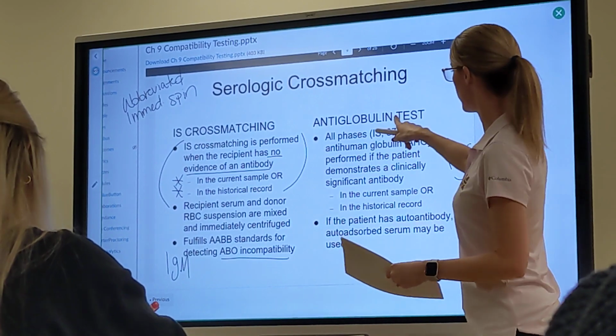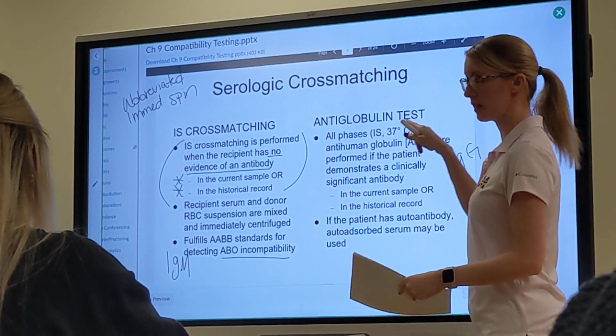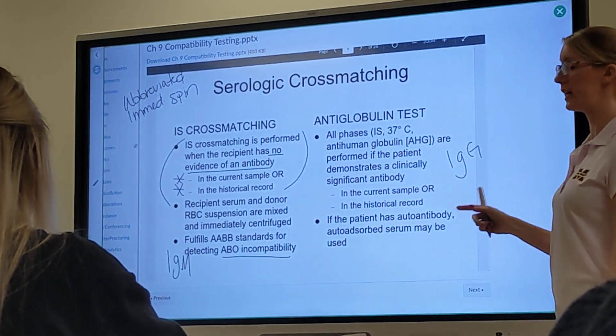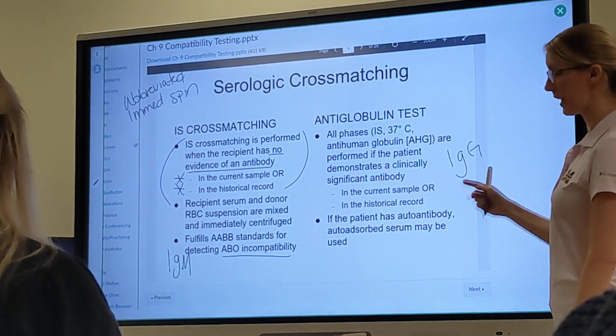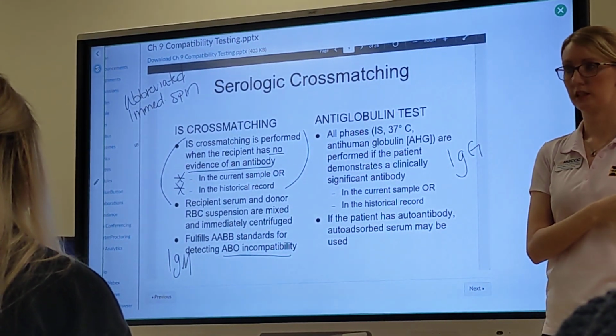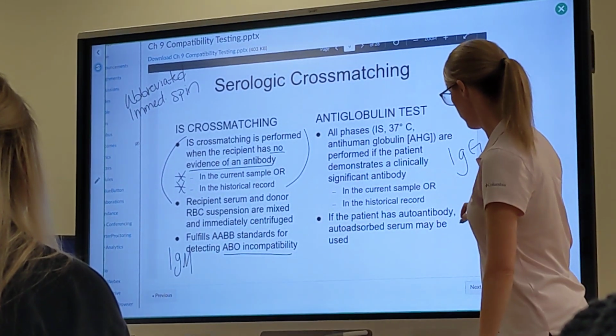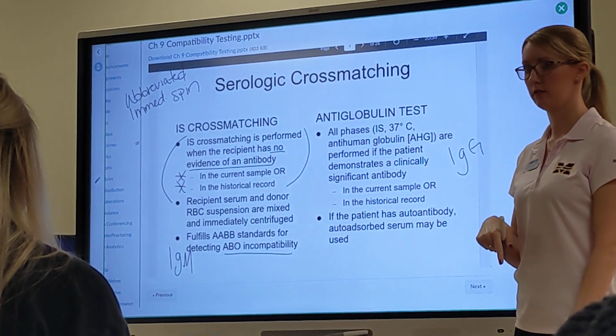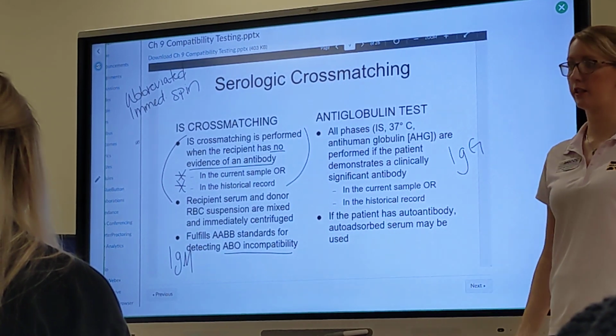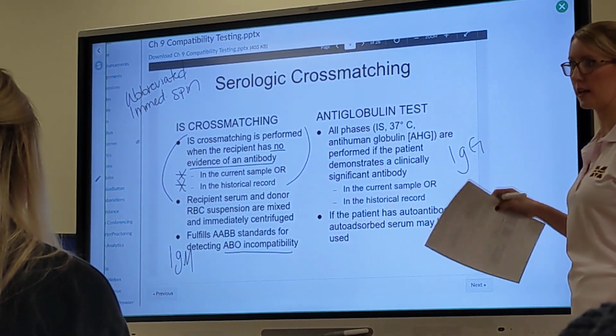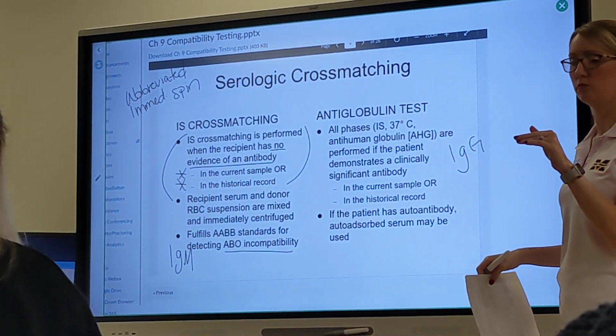So you have to do this if they have a positive antibody screen today, or if they've had one ever in the history of them coming to wherever you're at. Even if their screen's negative today, and they had an antibody 10 years ago, you have to do a full cross match. The computer is going to tell you what you have to do.